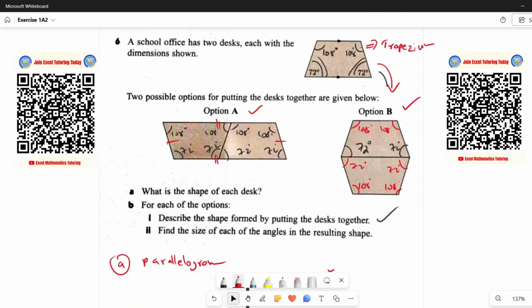So that's all about exercise 1A part 2 of the geometry part.